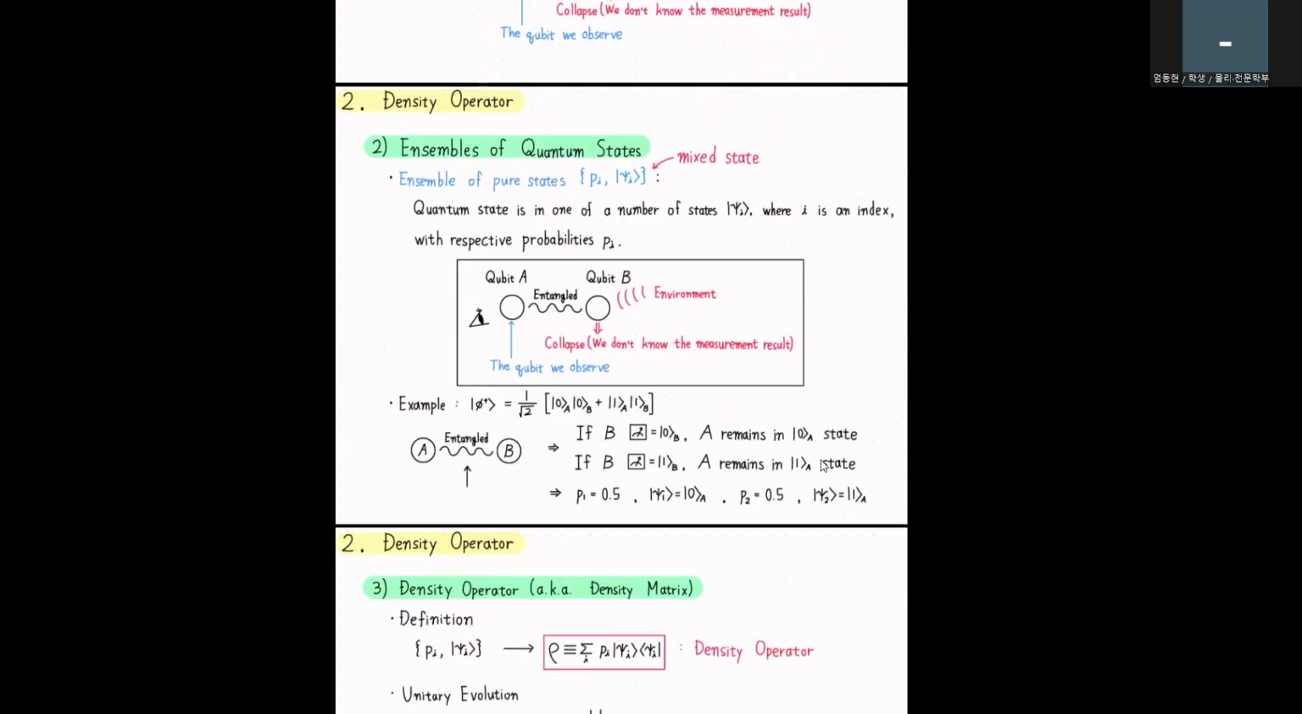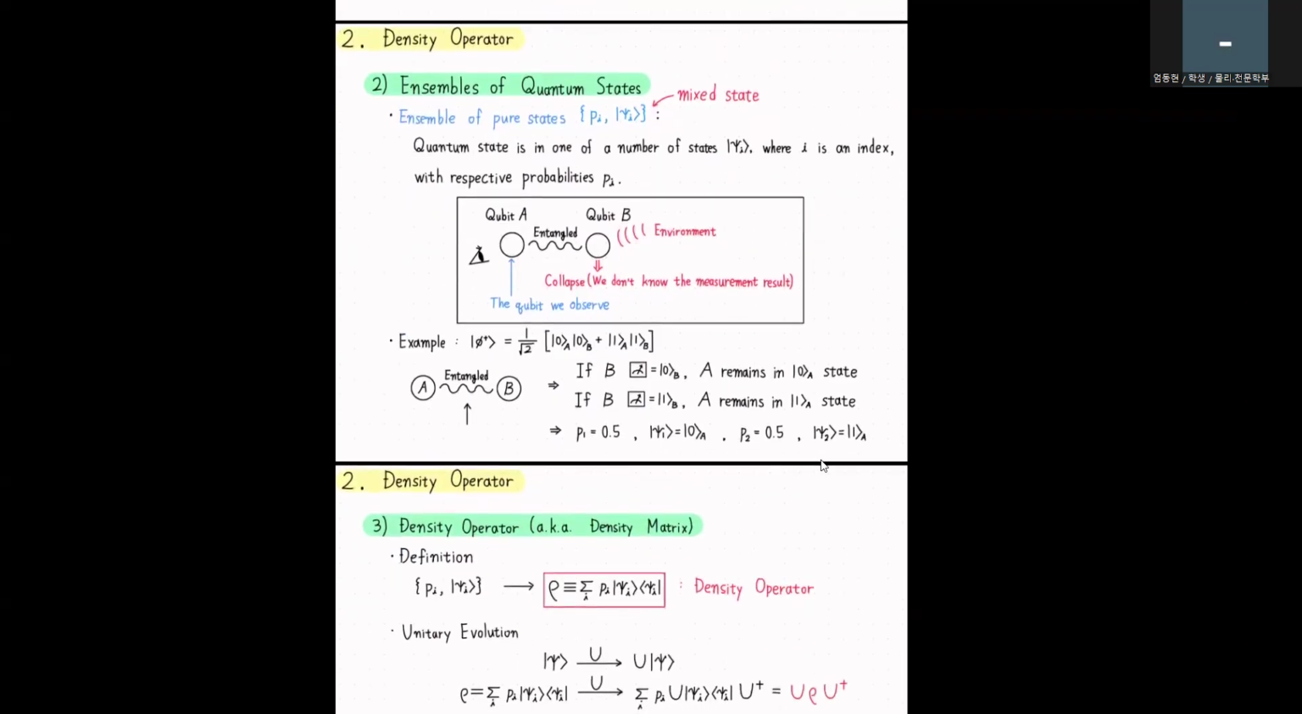So a common situation in which such states occur is one in which we have a system of two qubits which are entangled with each other, but the environment interacts with one of them, which causes it to collapse. But this means that we don't actually know the measurement result of qubit B, which means it's not certain what state qubit B is, and also that makes it uncertain what state qubit A is, since they're entangled.